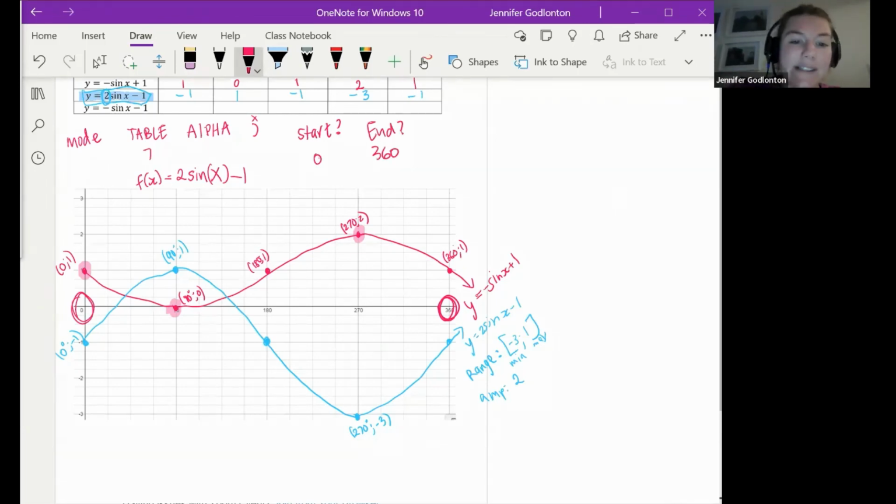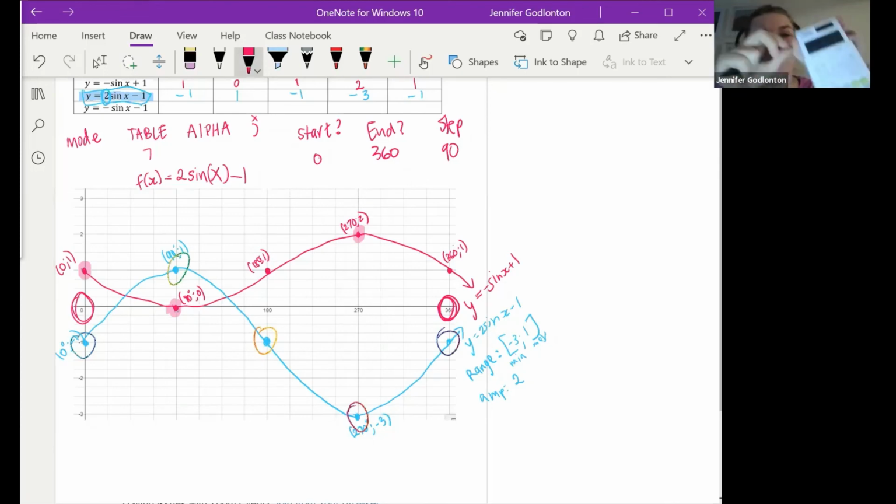Exactly, Zama. We're stepping, which means when it says step, it's asking how often we want to plot a point. We plotted every 90 degrees, so our step is 90. That's saying how often do we want to plot? We want to plot every 90 degrees. You can push equals, and then you should see this beautiful table, which is basically what we have in front of us.